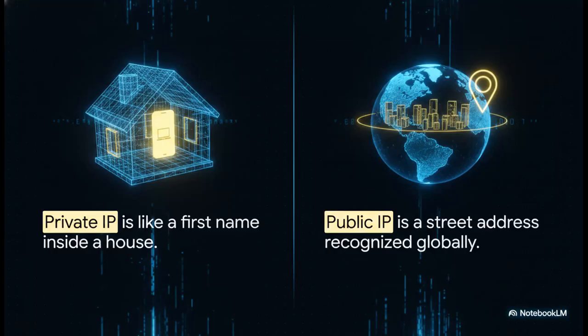Now, what's really interesting about this is the split between your private and public identity. Your private IP is kind of like your first name inside your house. It tells your local router which device is your laptop or your phone, but it means absolutely nothing to the outside world. Your public IP, on the other hand, is your globally recognized street address. That is exactly how the entire global network knows where to send information back to you.